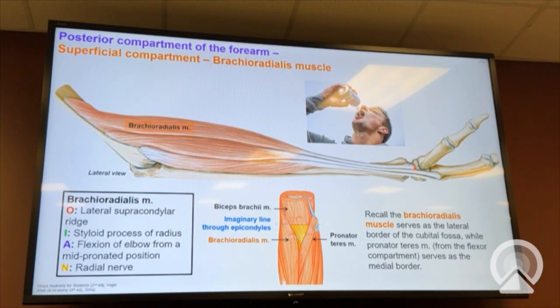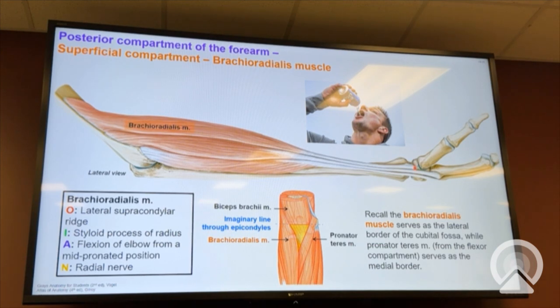flex your elbow. So it's lovingly known as the beer drinking muscle, because we all drink beer from this mid-pronated, well, I do anyway. Maybe you drink it upside down from a keg or something, I don't know. But you're in this position generally, right? You're in this mid-pronated, mid-supinated position, and then flex the elbow. So brachioradialis is a good way to remember.